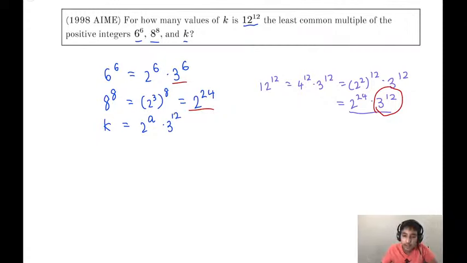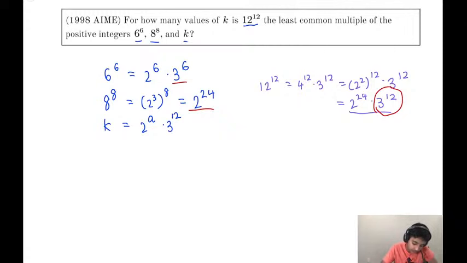Like I said earlier, the LCM of the numbers must be the largest exponent of all the primes of 3. Therefore, at least one of them must be 12. And since the 6 to the 6 and 8 to the 8 don't have a power of 12 for 3, this k must have 12.